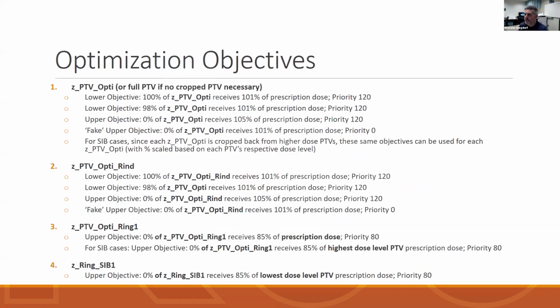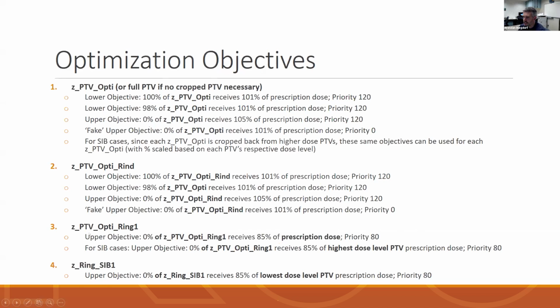So now I'll just list off some of the optimization objectives that we use for each of these structures. I won't really read through every single one of these since they'll be available to you and you can go back and reread them. But first we have the ZPTV opti, which will obviously have lower and upper objectives on. And the priority that we set for these is 120. Then we'll have a ZPTV opti rind, which we also will have lower and upper objectives on. This is that 5mm rind on the very edge of the target volume. And we also have that at priority 120. So this is for the coverage of our target, the rind and the ZPTV opti.